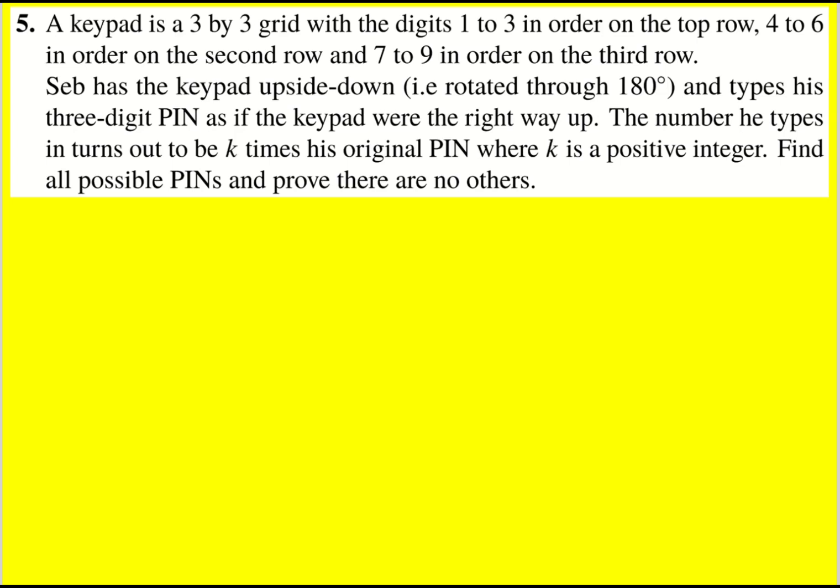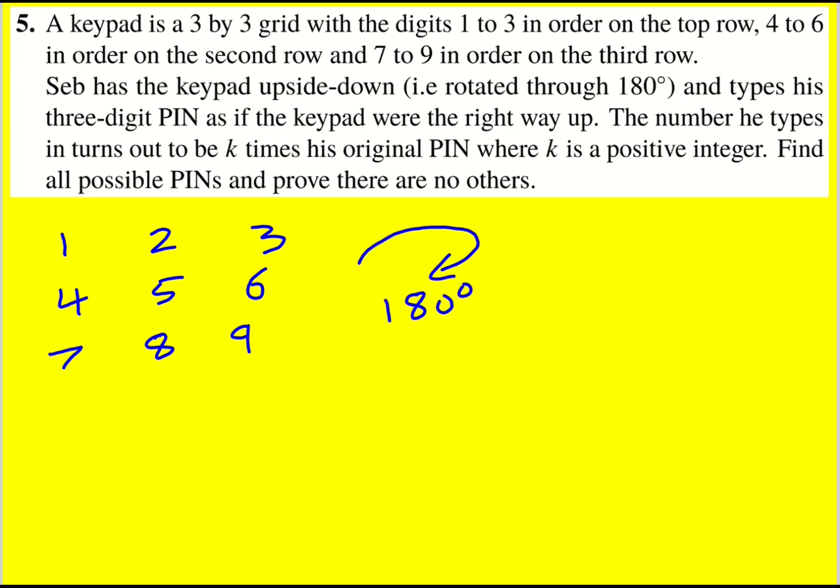A keypad is a 3 by 3 grid with the digits 1 to 3 in order on the top row. So 1, 2, 3, then 4 to 6 in the next row, 4, 5, 6, and 7, 8, 9 in the bottom row. Seb has the keyboard upside down, so rotated through 180 degrees, and types his 3-digit PIN as if the keyboard pad was the right way up.